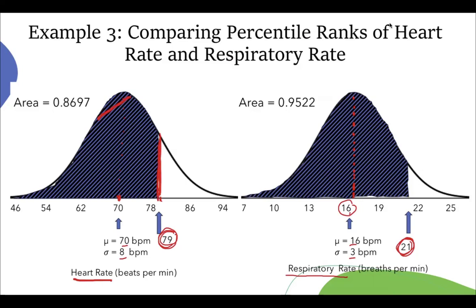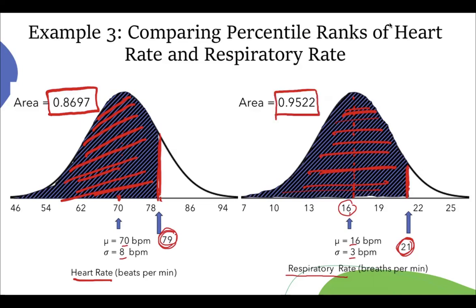And the area to the left turns out to be 0.8697. And we find the area to the left of the respiratory rate of 21, and the area to the left comes out to be 0.9522. So let me just write down how we get this.